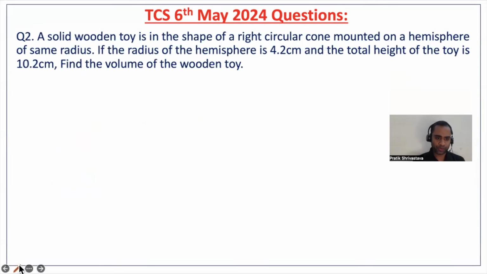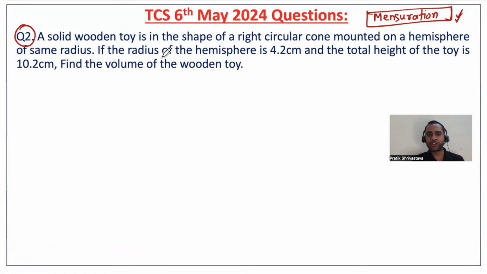Now question number 2 was a good question, and this question was from the topic mensuration, right? So a solid wooden toy is in the shape of a right circular cone mounted on a hemisphere of the same radius. If the radius of the hemisphere is 4.2 centimeter and the total height of the toy is 10.2 centimeter, then find the volume of the wooden toy. No problem, it's not a very difficult problem. We can easily do it.